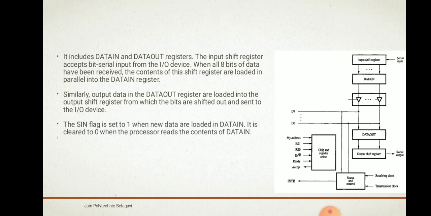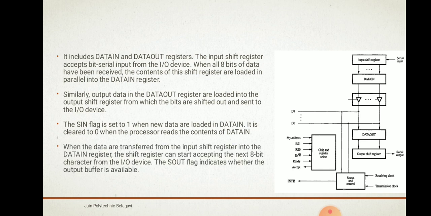Now the SIN flag is set to 1 when new data is loaded into the data in register. It's the same as that of the parallel port. It is cleared to 0 only when the processor reads the contents of data in. Now when data is transferred from the input shift register into the data in register, the shift register can start accepting the next 8-bit character from the input-output device.